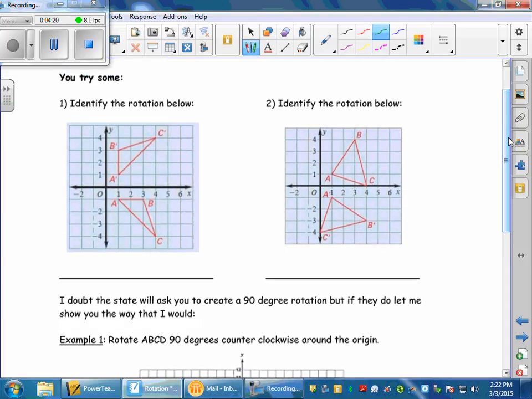Now let's check them. So which one do I have to start on down here? The top one or the bottom one? Hopefully you knew it was the bottom one. So from here to here, what am I doing? I am going that way, which is counterclockwise.